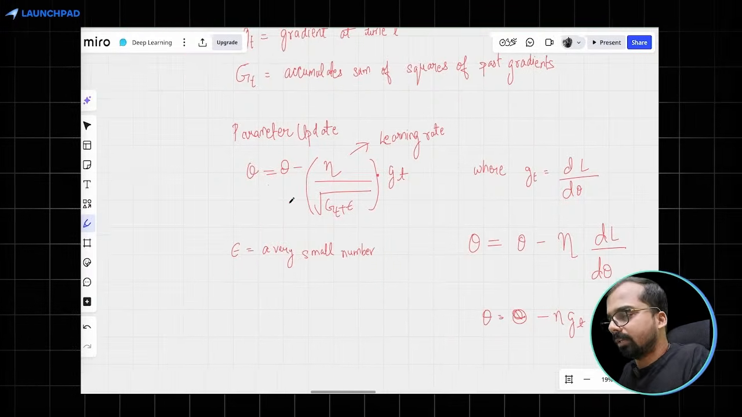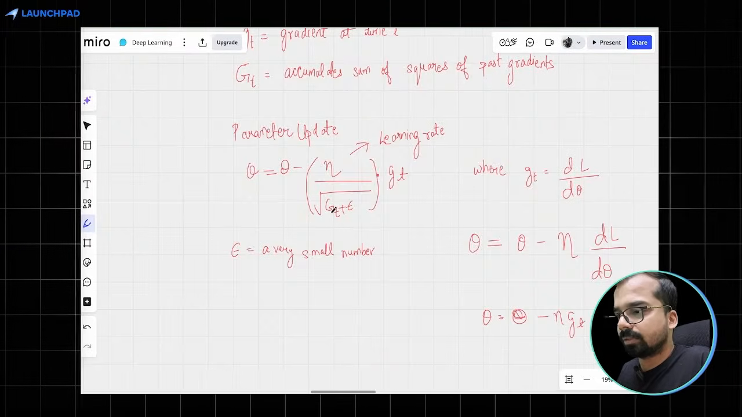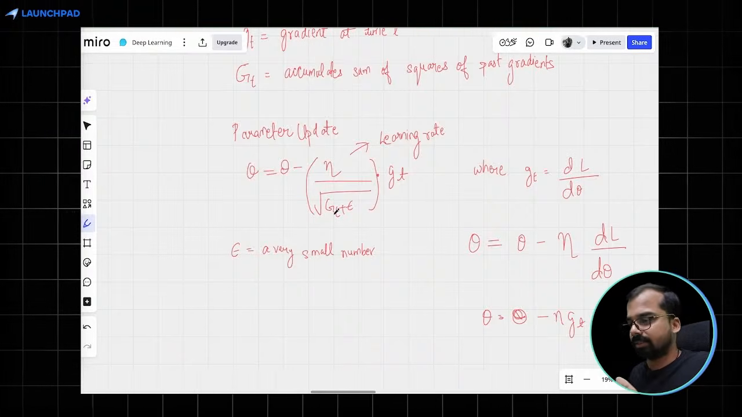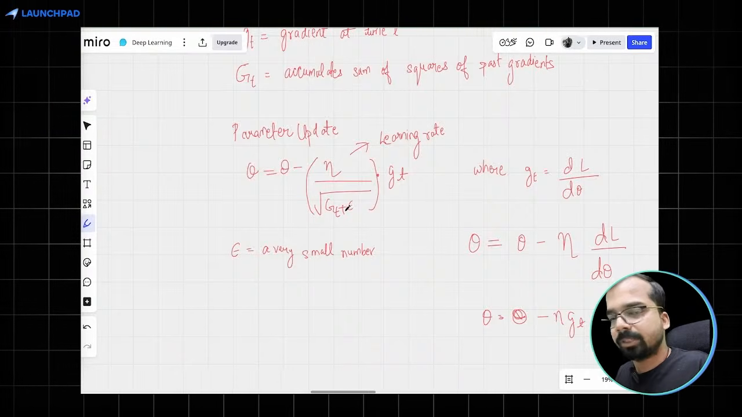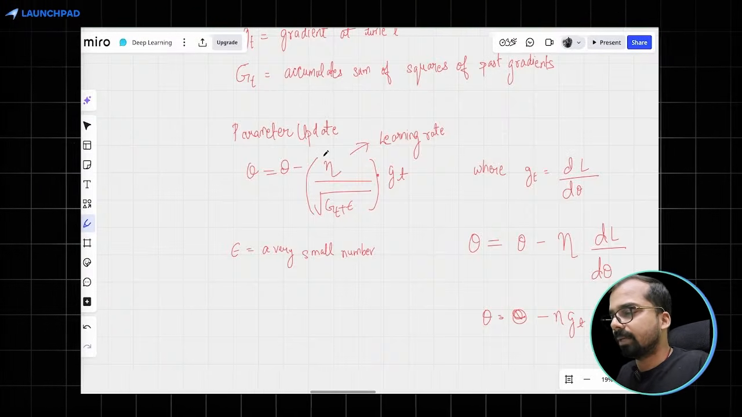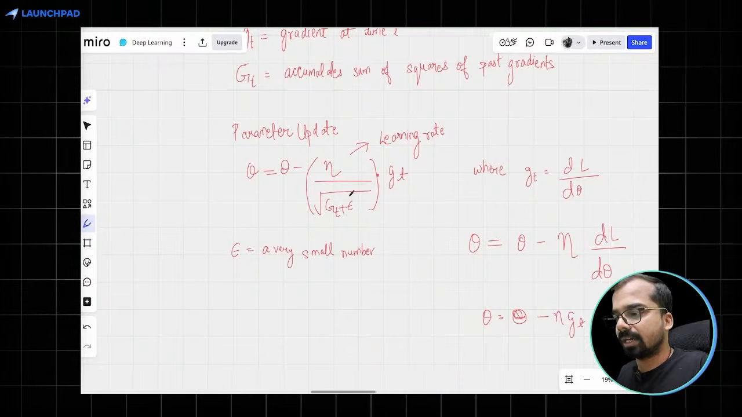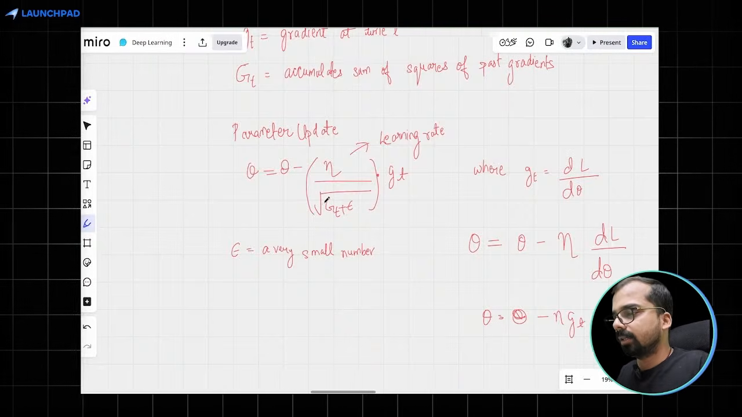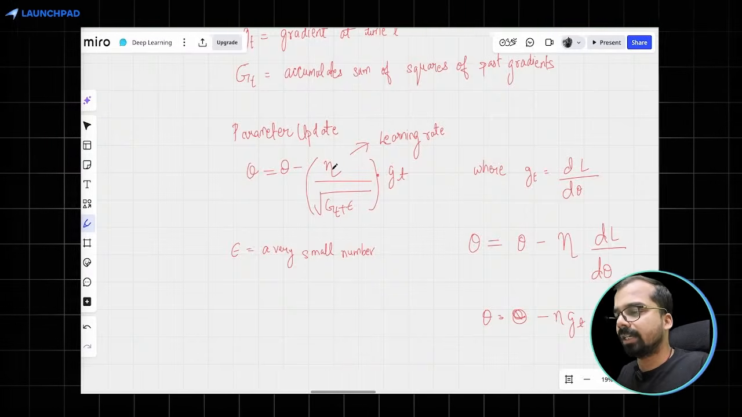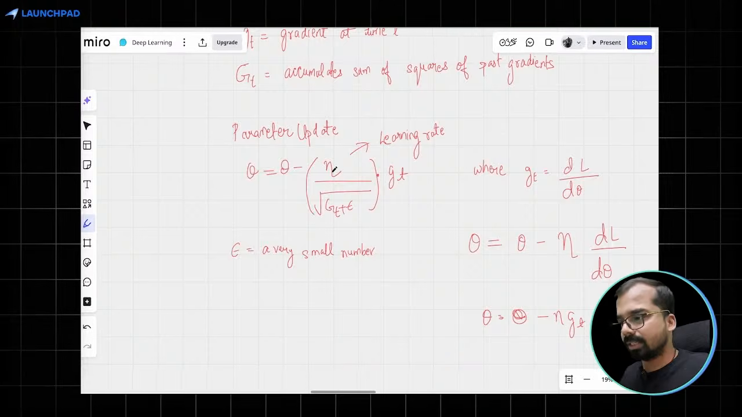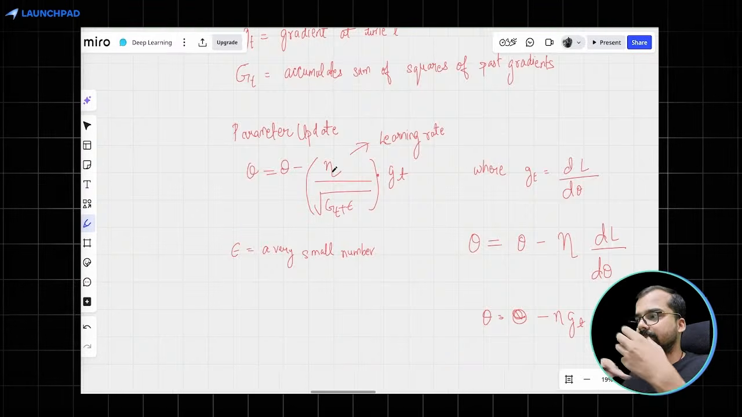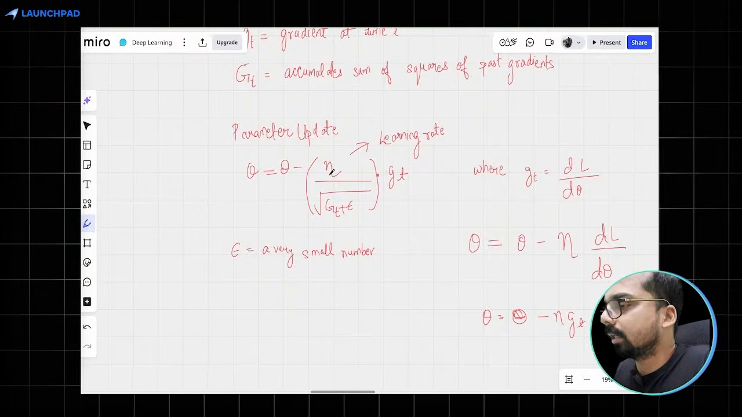Now, if your past accumulated gradients were smaller, that is, the slope was smaller in the past, this term will be smaller. So your learning rate will be larger, right? But if your past accumulated gradients were larger, then this number in the denominator will be large and your learning rate will actually reduce. So in this way, we can have different learning rates for different parameters, right?